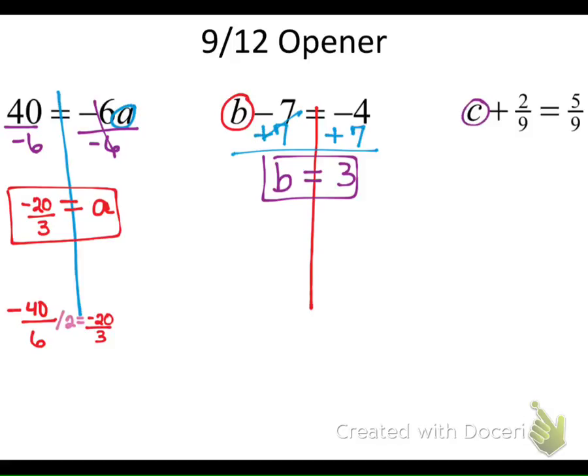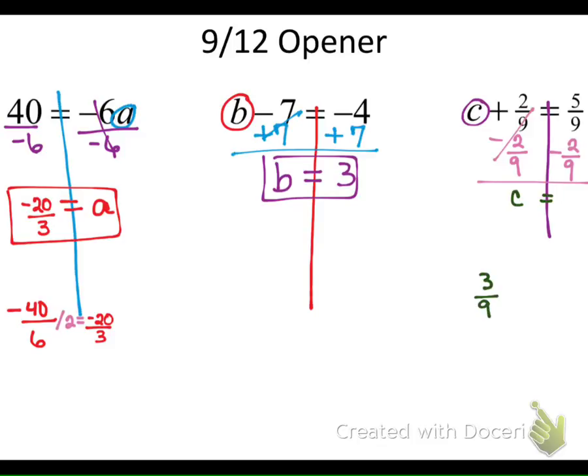Now solving one-step equations with fractions. How do I get the variable c by itself, Darius? Okay, so I'm going to subtract 2 over 9 from each side here. Cancels. Bring down my variable. Okay, I have common denominators here, so I don't have to worry about finding one. So I can go ahead and subtract my numerators. So Darius, what's 5 minus 2? 3. Over?